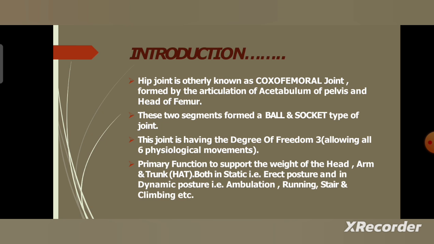And this joint has 3 degrees of freedom, allowing 6 physiological movements, that is flexion, extension, internal rotation and external rotation, abduction and adduction. And the primary function is to support the weight of the head, arms and trunk, which is HAT, both in static, that is erect posture, and in dynamic posture also, that is ambulation, running, stair climbing, etc.